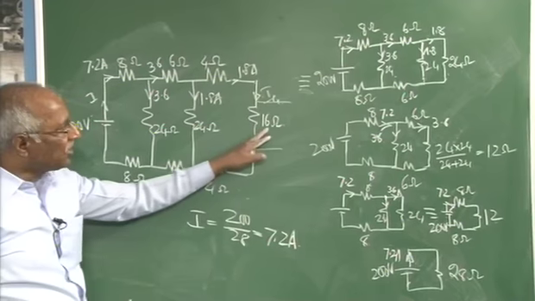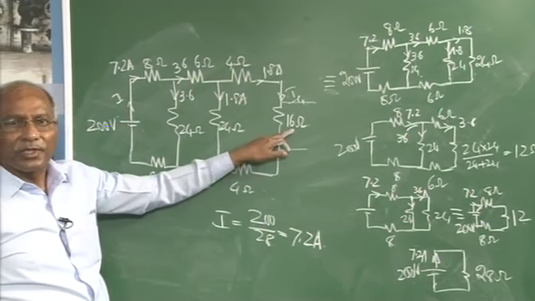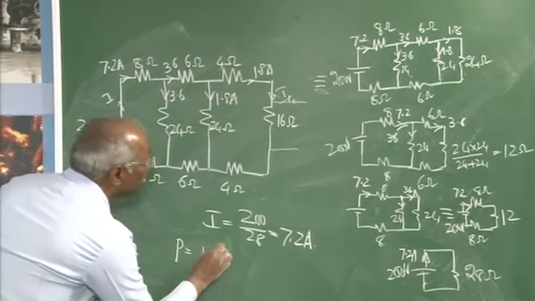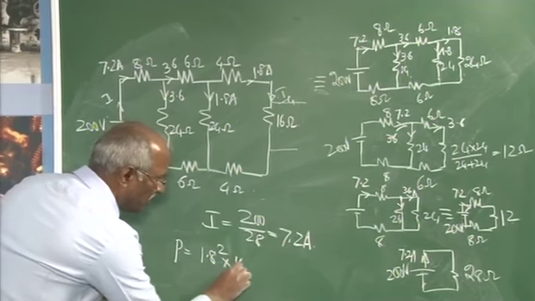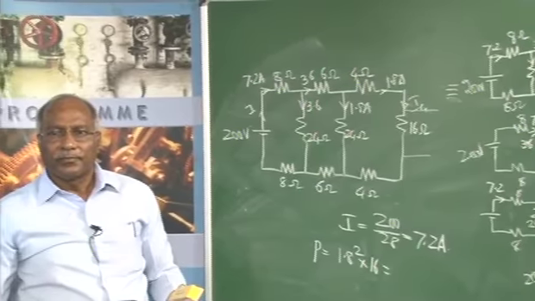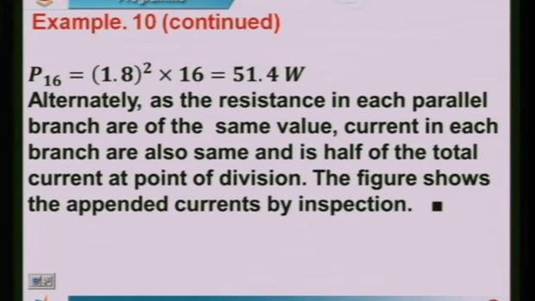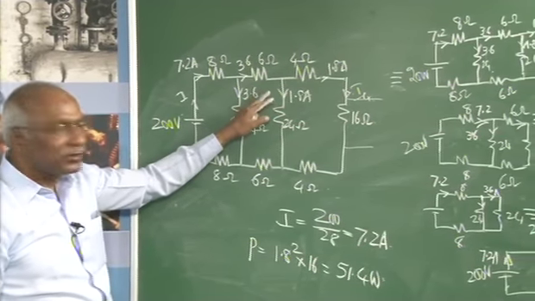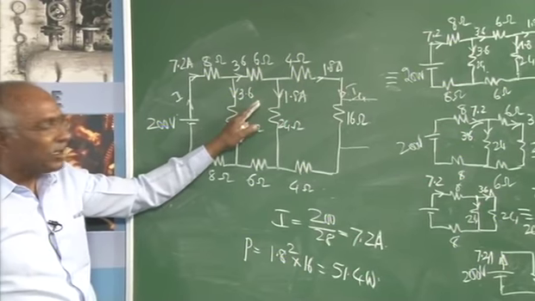With that, the current flowing through the 16 ohm is 1.8 amperes. Thereby, the power is equal to 1.8 squared into 16 ohm, that comes to 51.4 watts. Mentally all this can be reduced also, and by inspection all this can be marked. However, we can also find the value of current by going for the current divider rule.